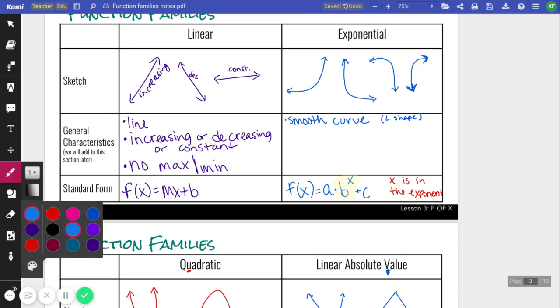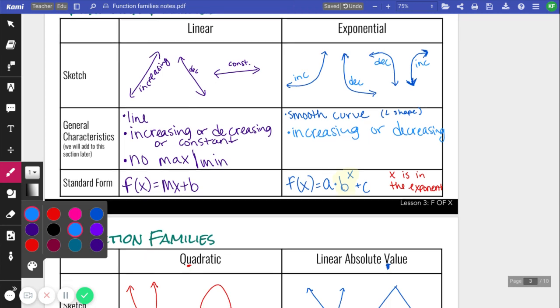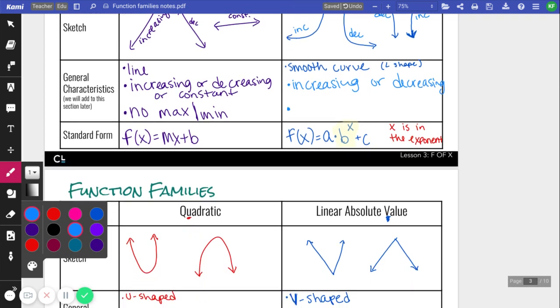For exponential functions, these will also either be increasing or decreasing. They can't be constant though. So up here, this one would have been increasing. This one's decreasing because it's going down left to right, increasing because it's going up left to right for the last one. These will also have no max or minimum.